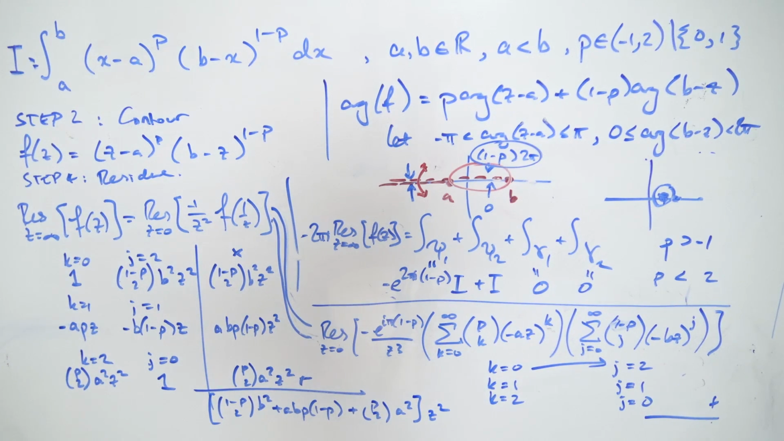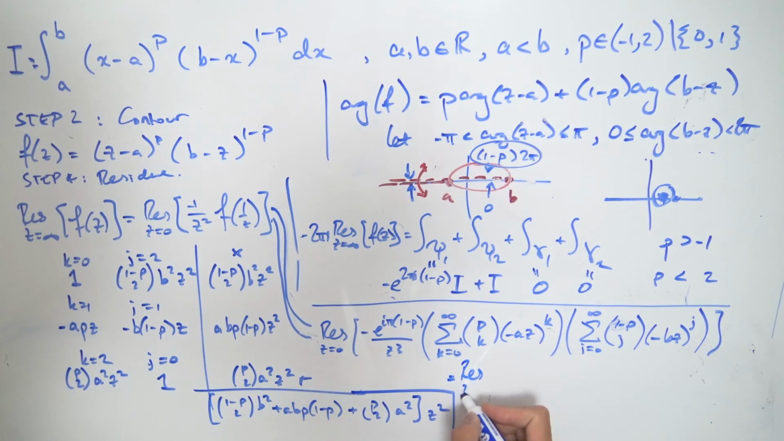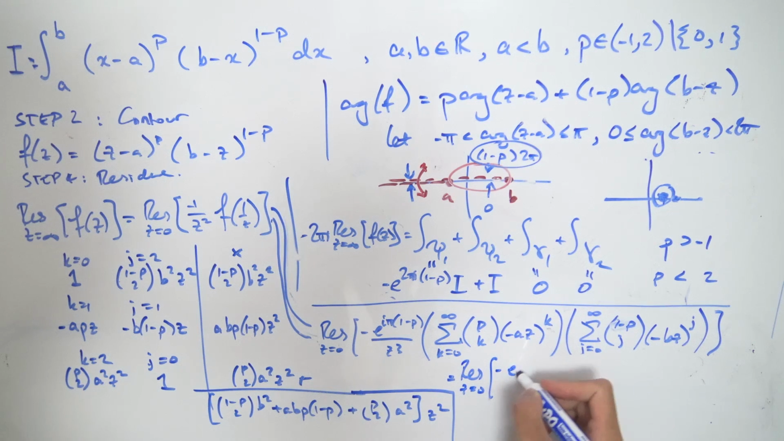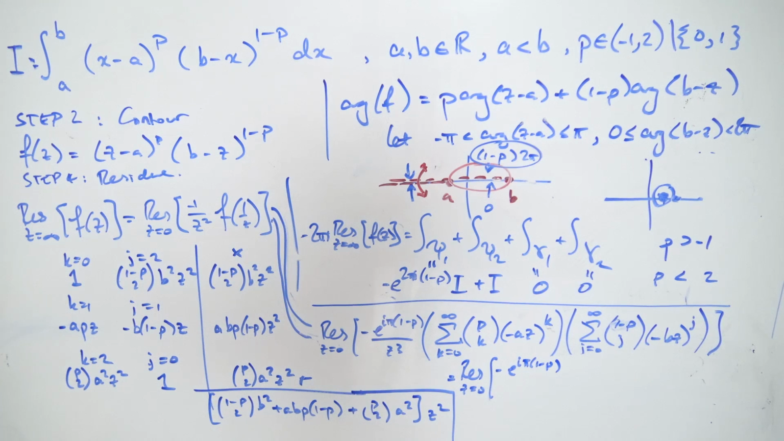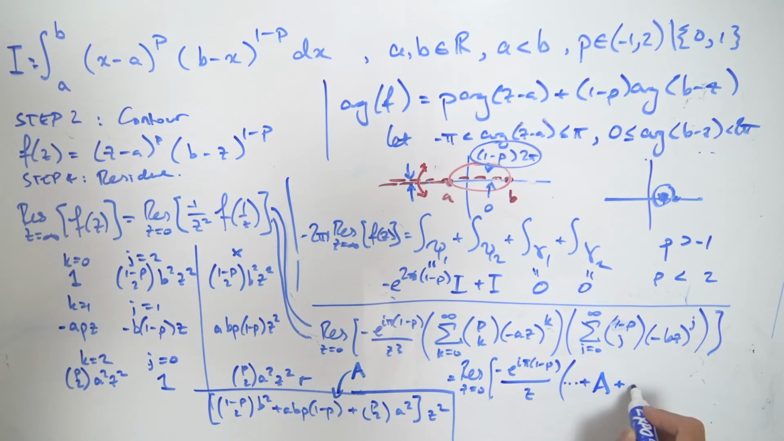All right, very nice. So what did we just find? We found that if we consider this whole thing to be a power series and extract the z squared term, this is what we are going to get. So this thing is equal to the residue at z equals 0 of minus e to the i pi times 1 minus p, and then we have a z cubed, but we also have a z squared over here, which will cancel each other out, so we have divided by z, and then within this power series we have the dot dot dot, and then whatever's inside. Let's just call this coefficient over here capital A, plus higher order terms.